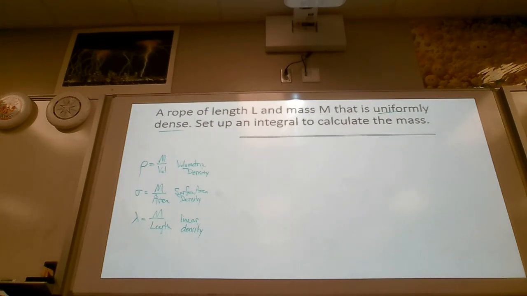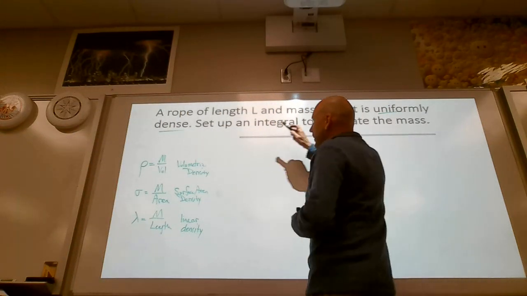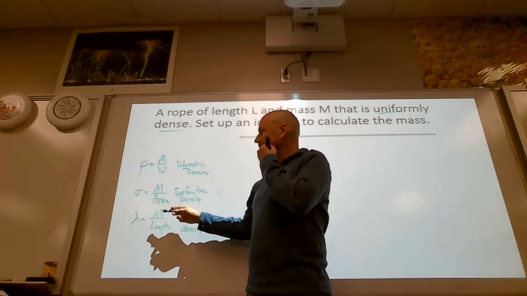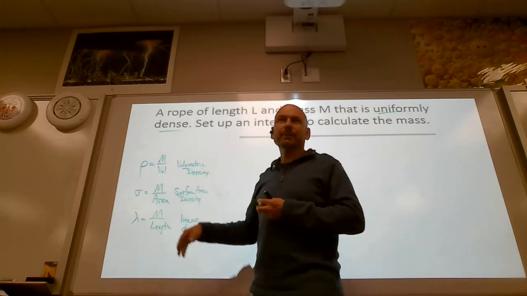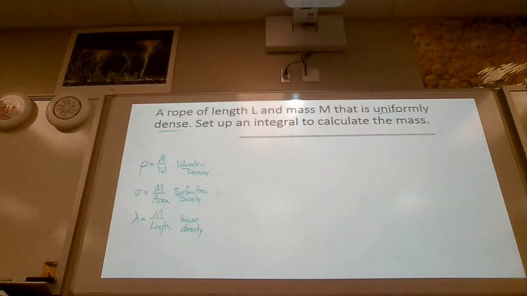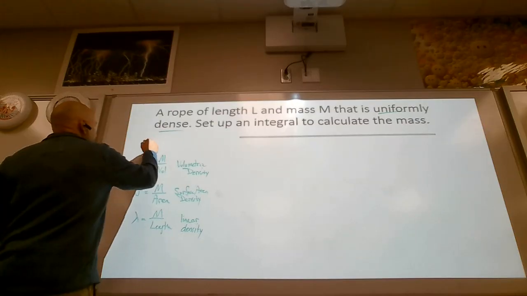Okay? So, if they say uniformly dense, that should tip you off, like, ooh, I need to set up one of these, depending on if it's a one-dimensional object, like just the length, like a rope. Is it an area, like a sheet? Or is it like a volume, like a cube? Okay. So that's a little background, just densities.